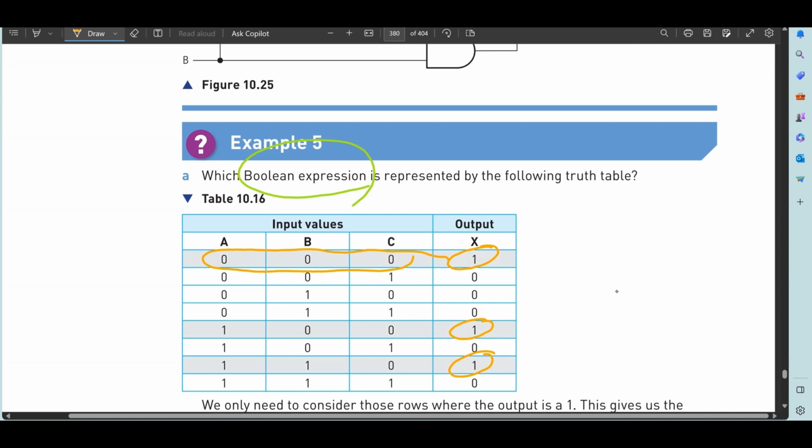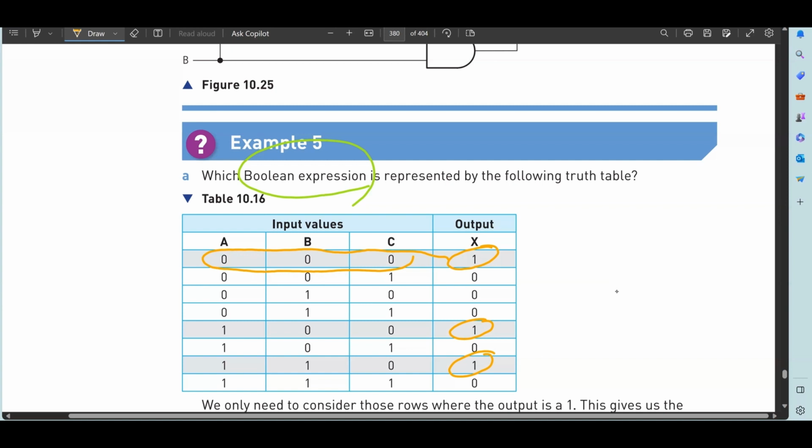The first output column having 1 is the first row, and this one came on when all three inputs were off: when A was off, when B was off, and when C was off. We cannot argue that we can skip C, skip B, or skip A. Can A be 1? Can B be something other than 0?